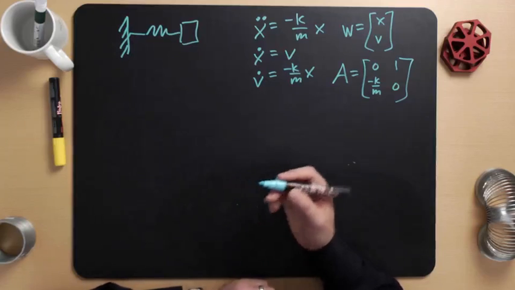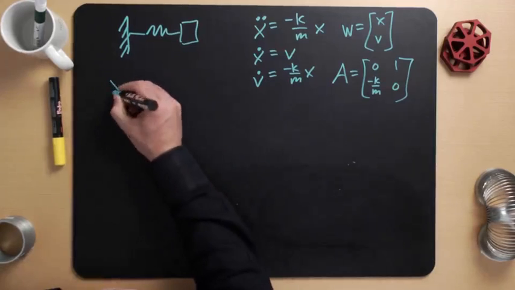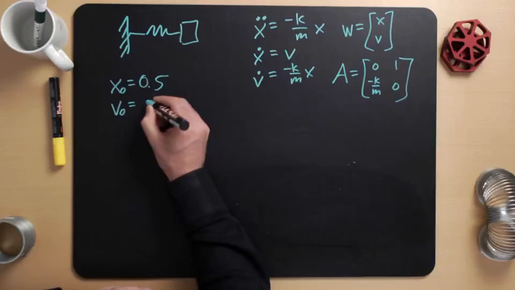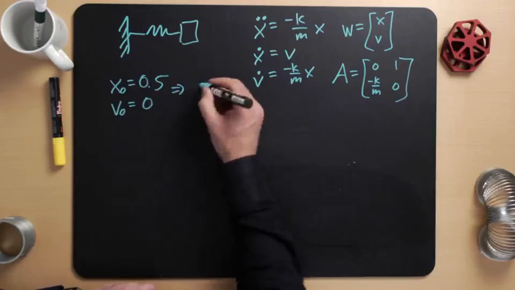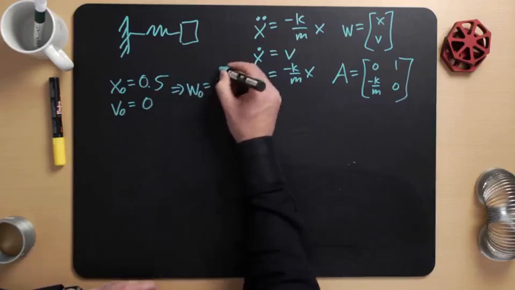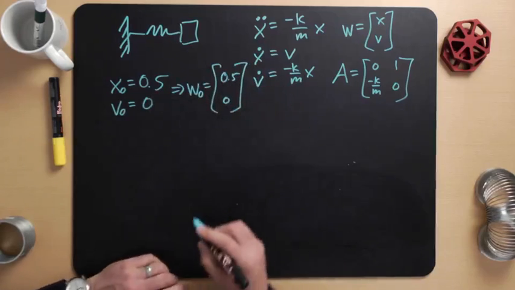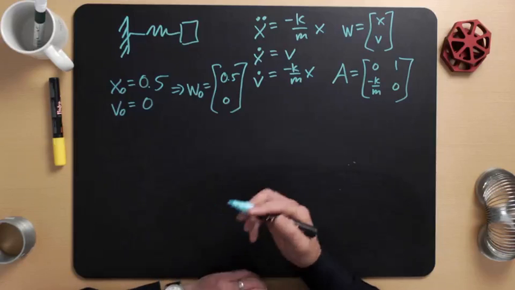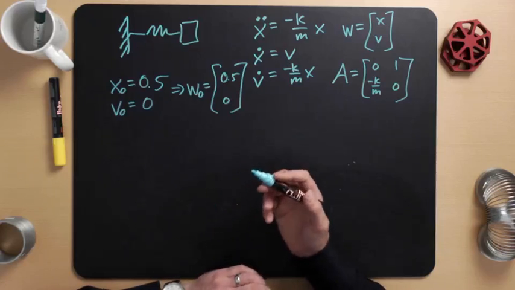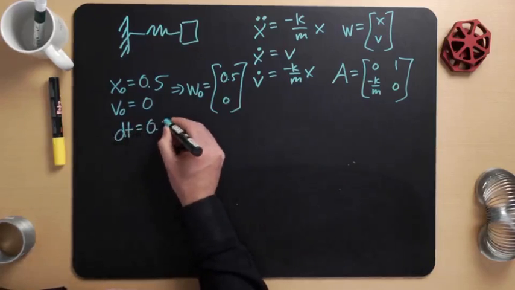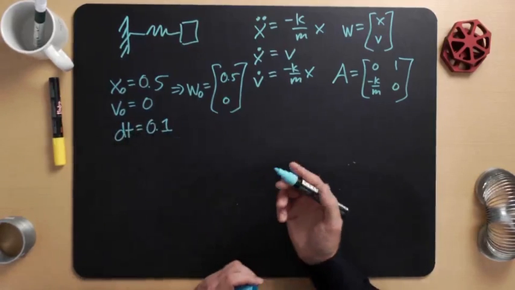Now let's say that x0 is equal to 0.5 and v0 is equal to 0. This means that w0 is equal to the vector 0.5 and 0. We want to use this vector notation in Euler integration with a time step of dt is equal to 0.1. What should that look like?